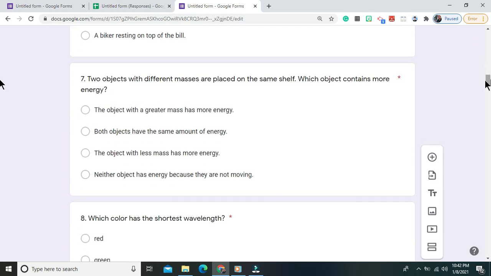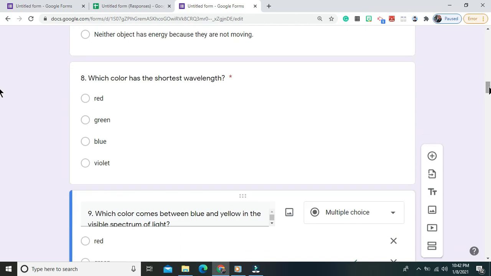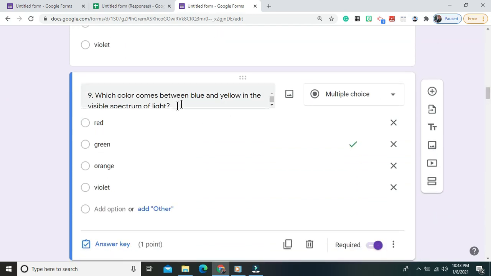Number 7. Two objects with different masses are placed on the same shelf. Which object contains more energy? The correct answer is the object with a greater mass has more energy. Number 8. Which color has the shortest wavelength? The correct answer is violet. Number 9. Which color comes between blue and yellow in the visible spectrum of light? The correct answer is green.